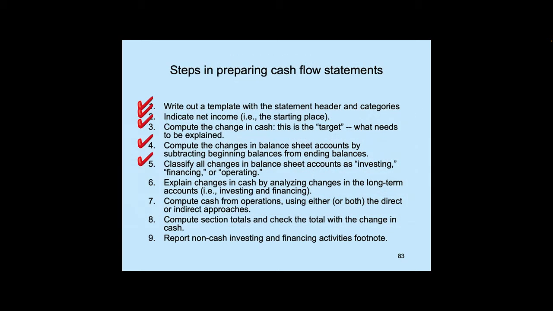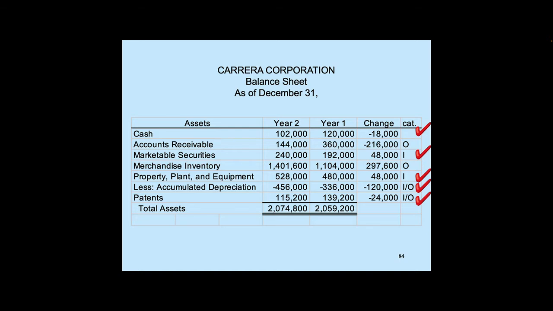So let's go back and look at our steps. The most recent thing we did was explain the investing and financing activities. That's number 6, so we'll check off that. And now we're going to focus on computing the cash from operations using either or both the direct or indirect approaches. Since American companies typically report the indirect approach, we're going to start with the indirect one. And we're going to look for all of the O's that have not been checked off, the first one being accounts receivable.